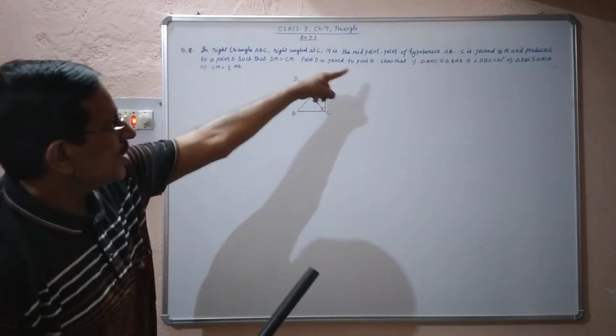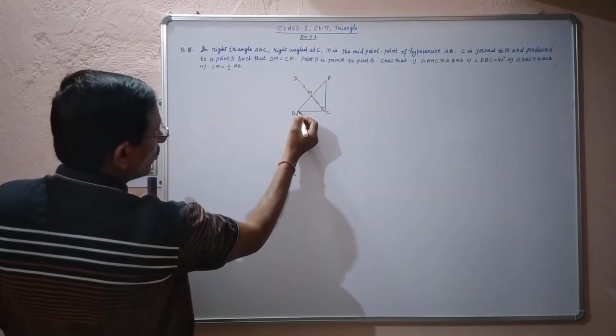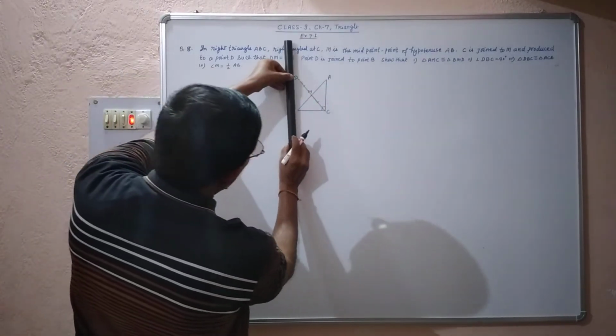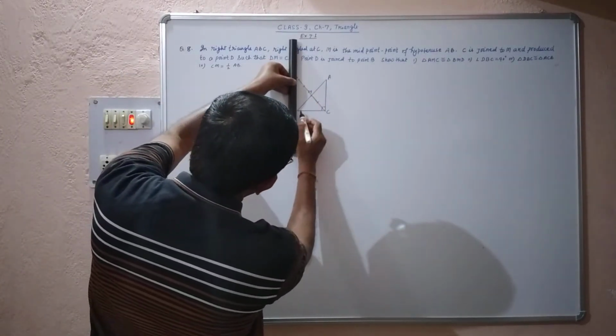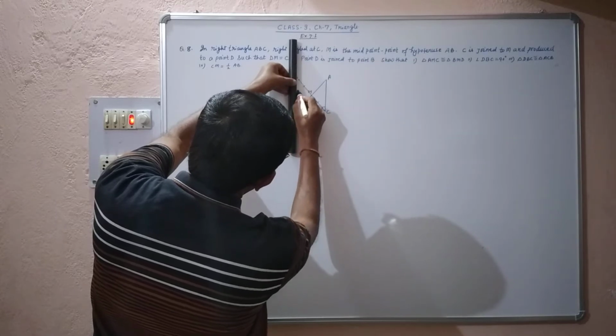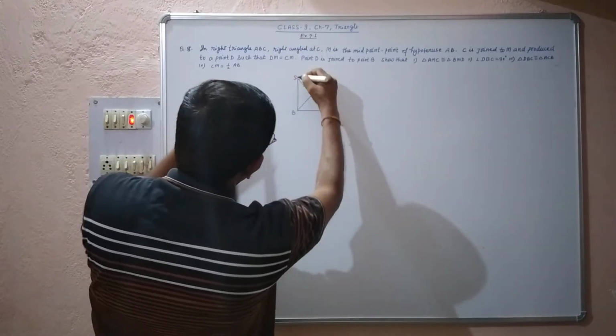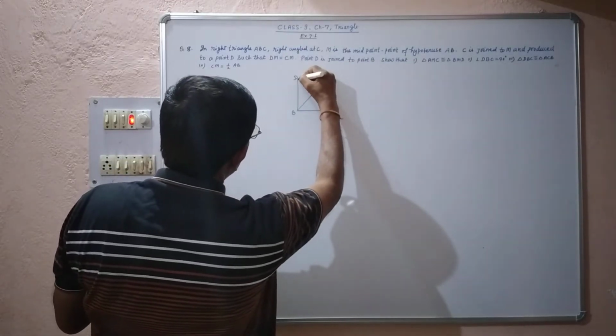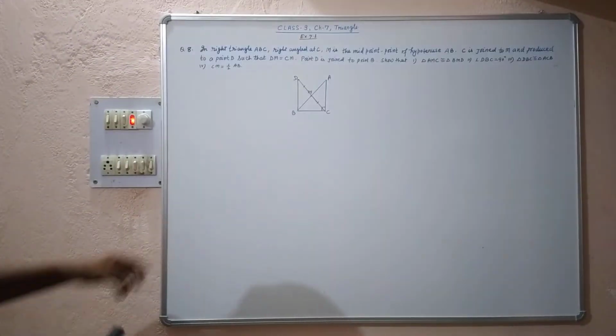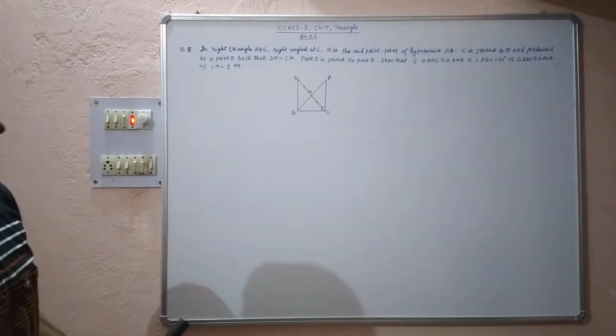Point D is joined to B. So like this we join this point. B point is joined to D.